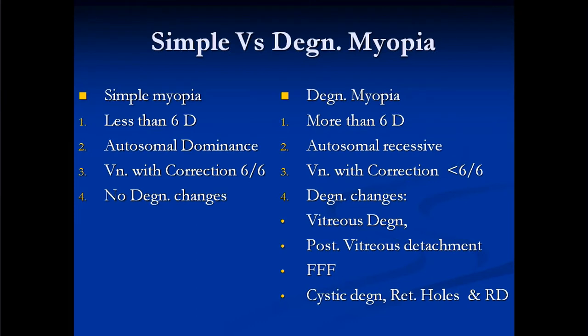So you should understand the difference between simple myopia and degenerative myopia. Conventionally, up to 6 diopters is called simple myopia. More than that is degenerative myopia. It is only conventional, it need not be. It should be associated with posterior segment degeneration. Then only it should be dubbed as degenerative myopia.